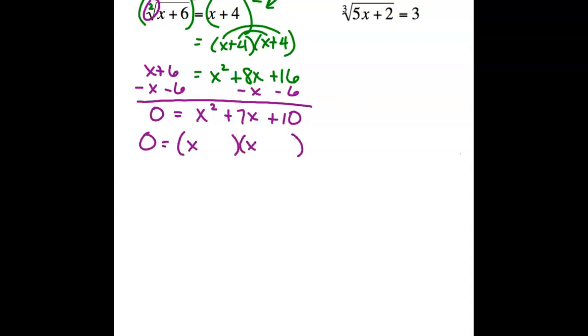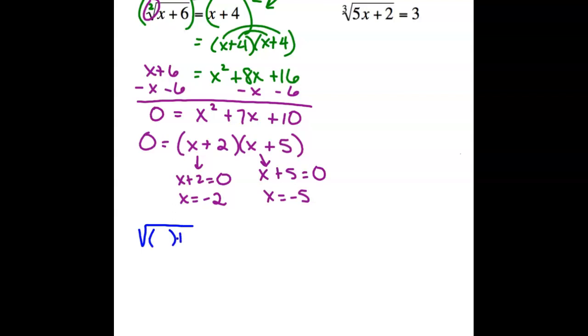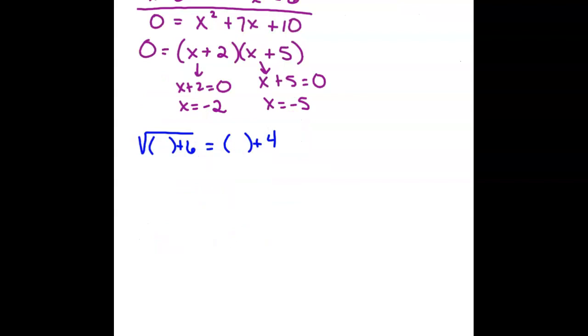We need two numbers that multiply to be 10 but add up to 7. We can use 2 and 5. And then we look for solutions to this. So x plus 2 could be the 0 when x is negative 2. And x plus 5 could be my 0 if x is negative 5. Now we do have to check these. And remember, we always go back and check in our original equation, which was the square root of something plus 6 equaling something plus 4. Okay, I'm going to write that out twice because I do have two of them to check.